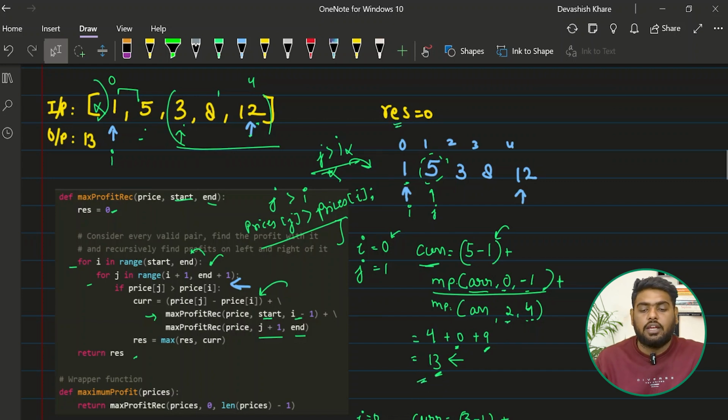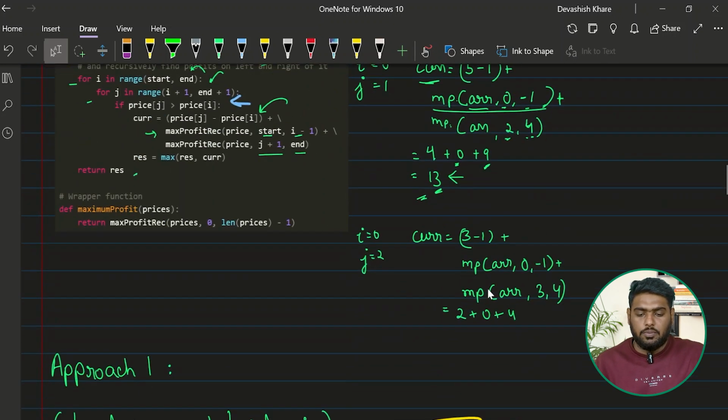Now I need to create a result variable in which I will maximize my result. So initially I got a big value, I switched it. Okay, now it is 13. Now anytime I get a bigger value than 13, I'm going to replace this value. Let's just take one more example here.